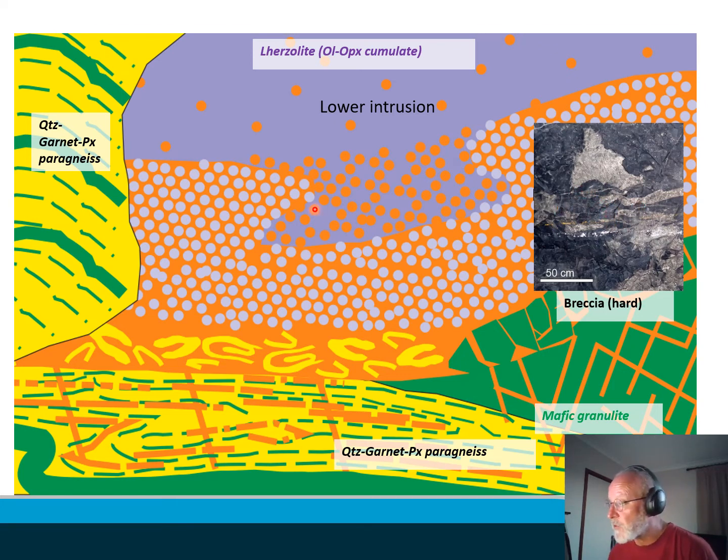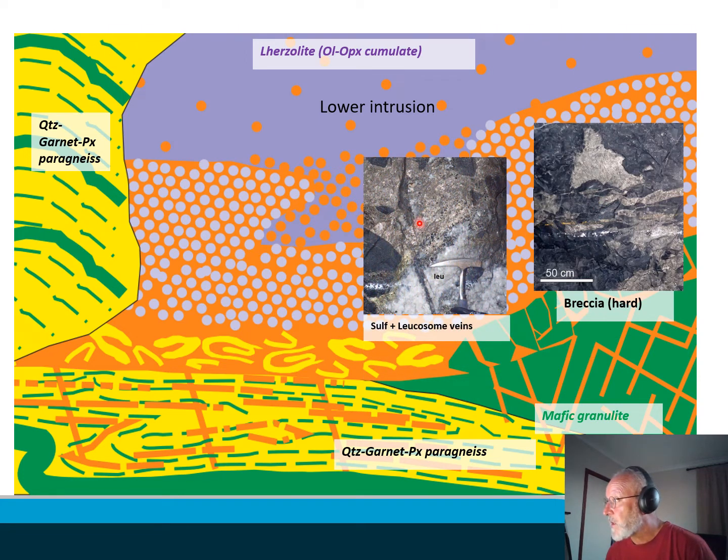So a point that I ought to have made is that on a whole variety of lines of evidence, we're pretty sure that this intrusion was placed into the lower crust, and the rocks were at granulite facies when it happened. So these rocks were already really hot when the intrusion came in. So now we get these sulfide vein breccias with these so-called leucosome veins associated with them.